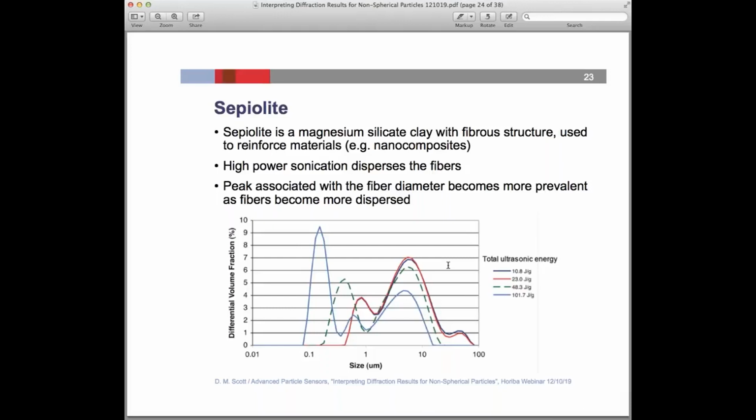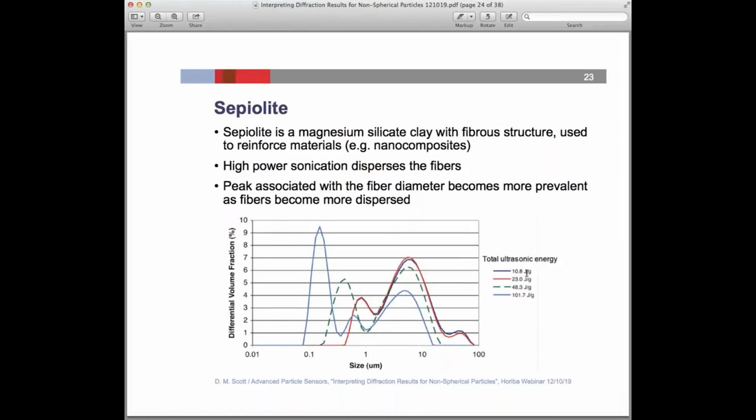It's a magnesium silicate clay. It's got a fibrous structure, so it looks kind of like little pieces of tape, and it's used to reinforce nanomaterials. If you use high-power sonication, you can disperse the fibers. What's interesting is that as you go up in sonication, as you do more and more dispersal of these fibers, the peak that's associated with the fiber diameter becomes more prevalent.